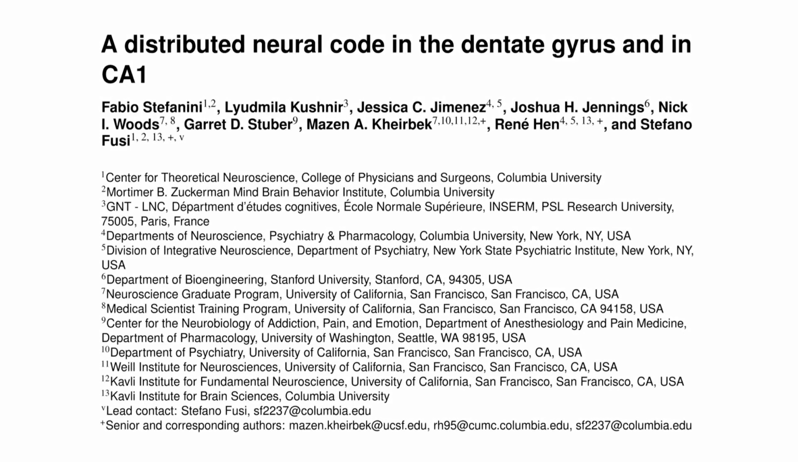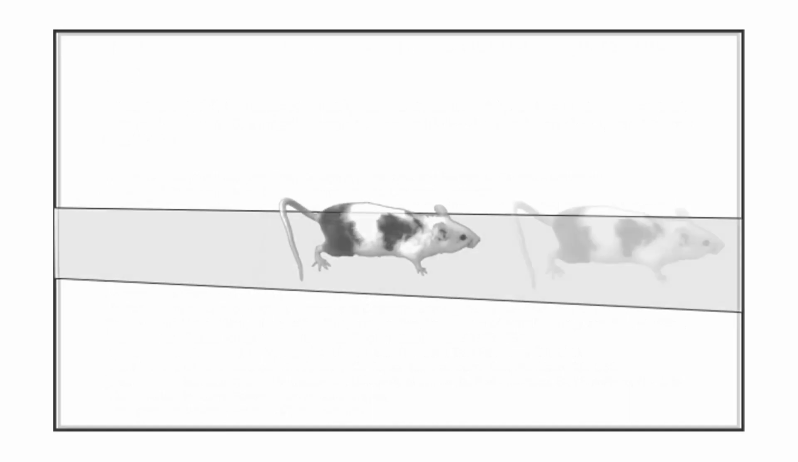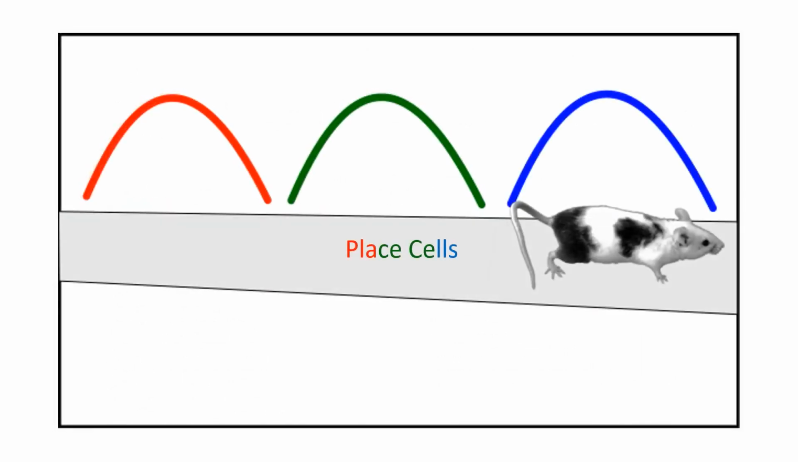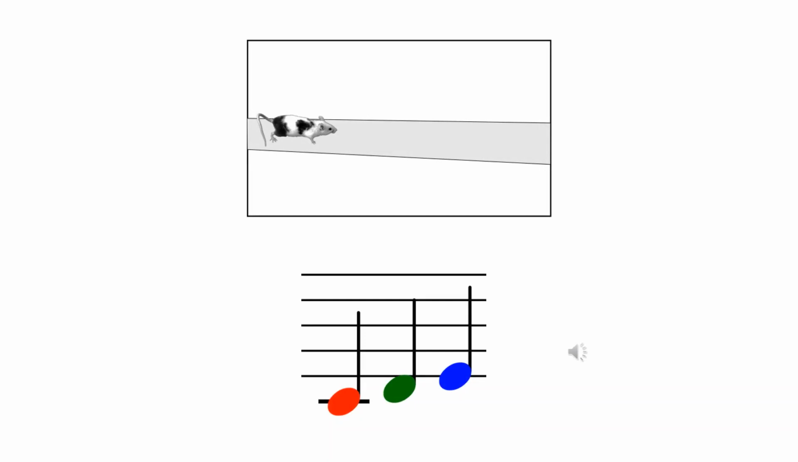Studies of the brain have focused on cells whose neural activity is easy to interpret. For example, place cells in the hippocampus are active when a mouse is in a particular location in an environment. Imagine you could hear brain activity, and each neuron corresponded to a note in a pentagram. The melody of walking along a path would sound like this.